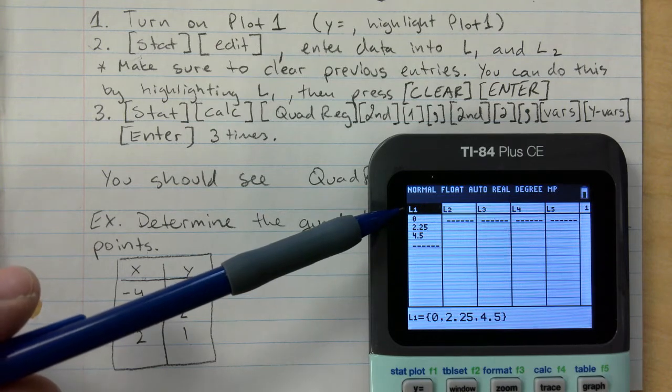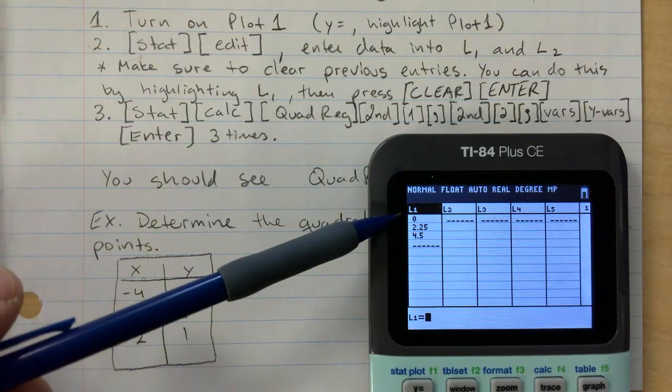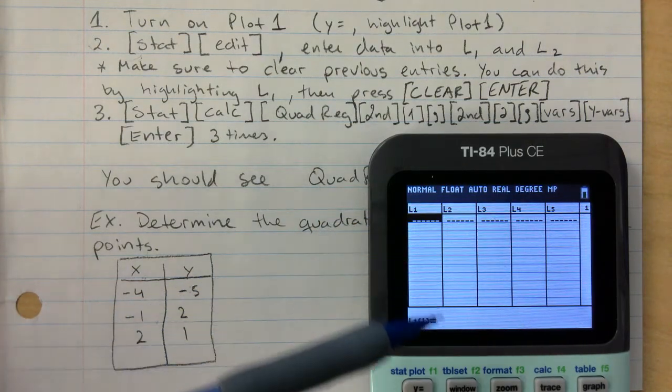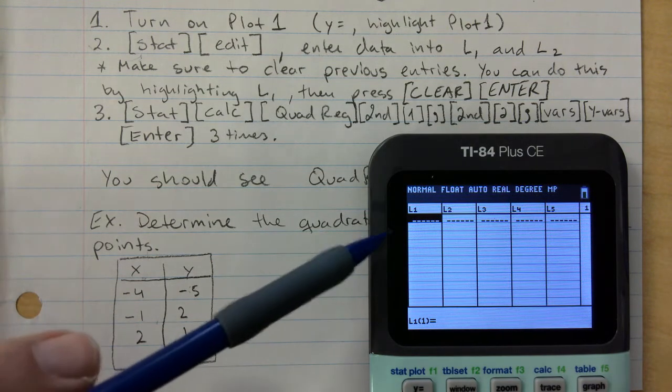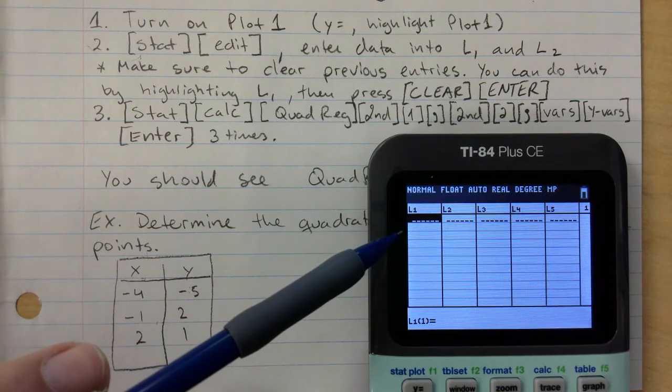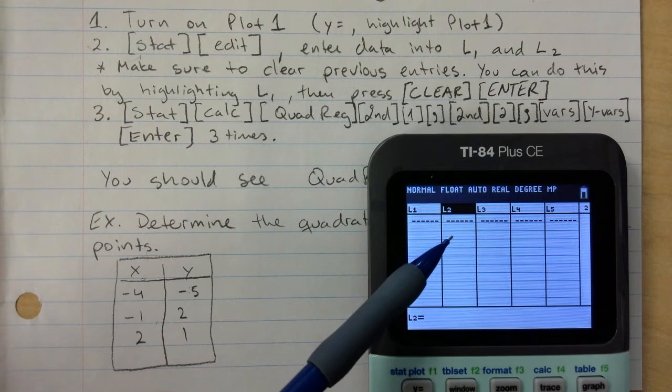Go to the top and then hit clear. You have to go to the top, hit clear, and then hit enter. And it will delete everything that's in there because you might have a lot of stuff in there. You don't want to go delete, delete, delete every single one, right? So just go to the top, hit clear, enter. If you have stuff in L2, which most likely you will, go to the top, hit clear, enter.